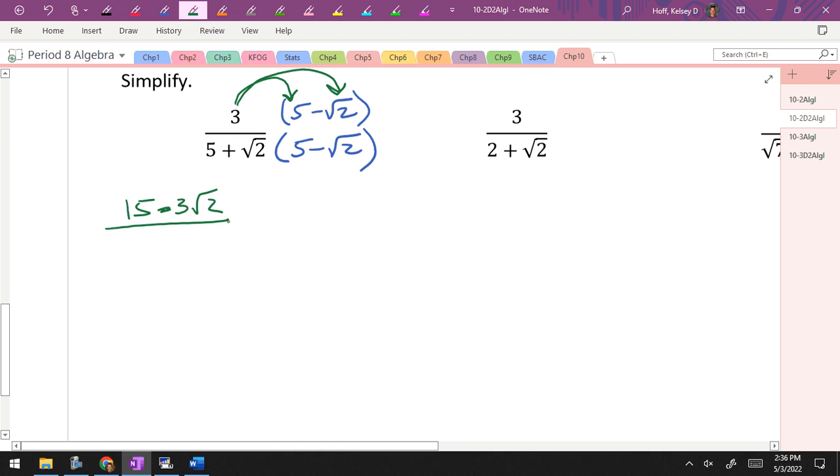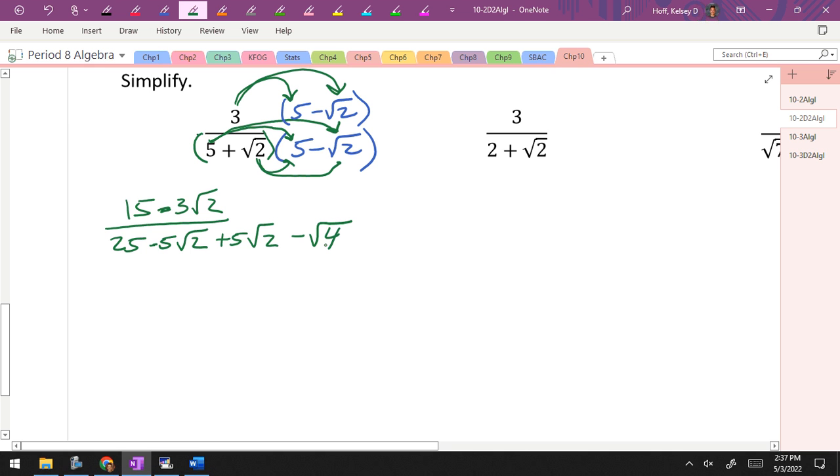Now remember our rules back from chapter 8. Everything in the first binomial has to multiply by everything in the second binomial. 5 times 5, 25. 5 times negative square root 2, negative 5 square root 2. Square root of 2 times 5, so positive 5 square root 2. Negative square root 2 times square root 2, negative square root of 4.